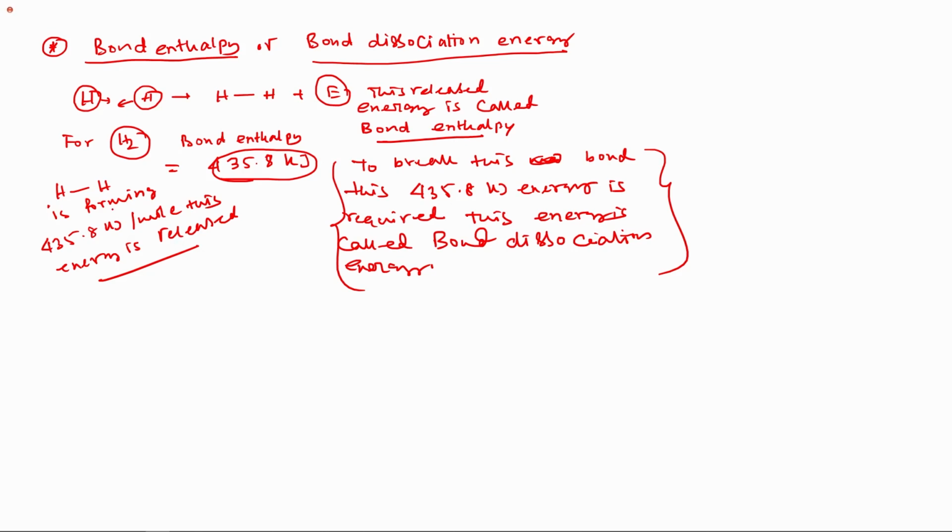So actually, bond enthalpy means making a bond, and bond dissociation energy means breaking a bond. One is making a bond, another is breaking a bond. For hydrogen atoms, the bond enthalpy is 435.8 kilojoule per mole. So here is a curve.